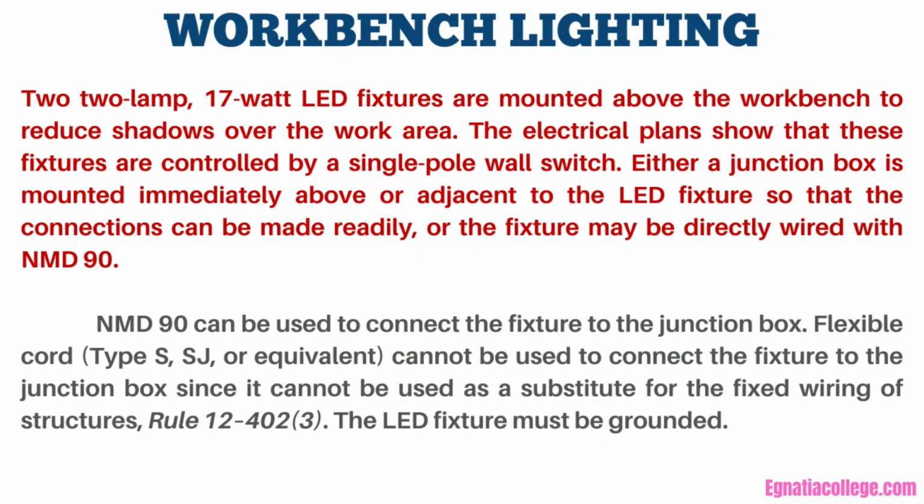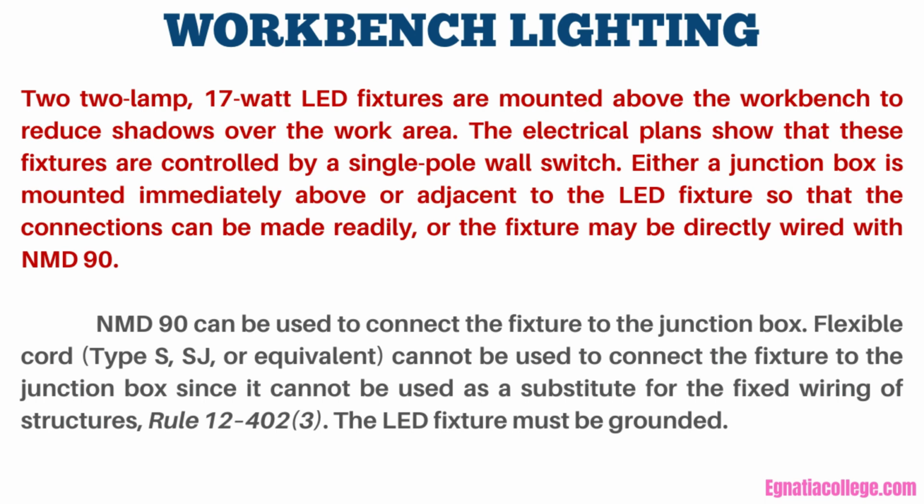Workbench lighting. Two 2-lamp, 17-watt LED fixtures are mounted above the workbench to reduce shadows over the work area. The electrical plans show that these fixtures are controlled by a single pole wall switch. Either a junction box is mounted immediately above or adjacent to the LED fixture so that the connections can be made readily, or the fixture may be directly wired with NMD90.